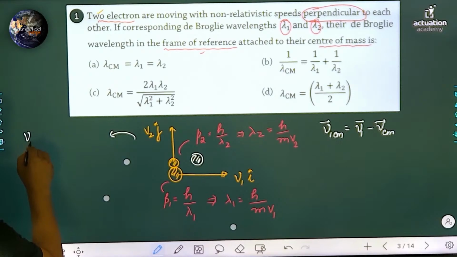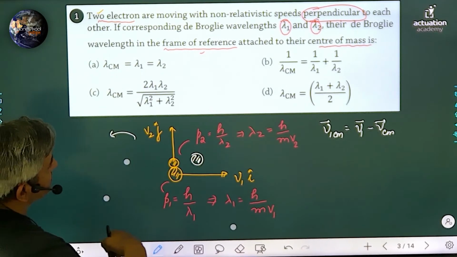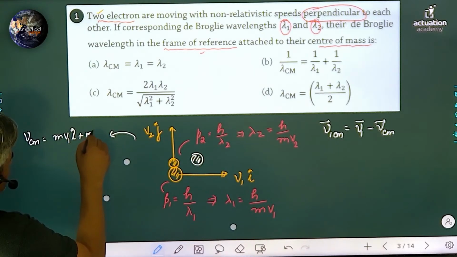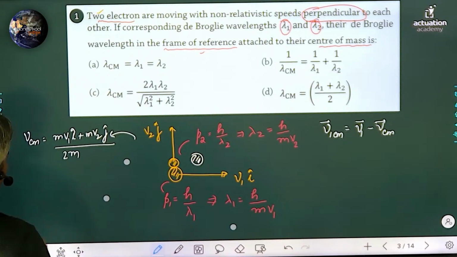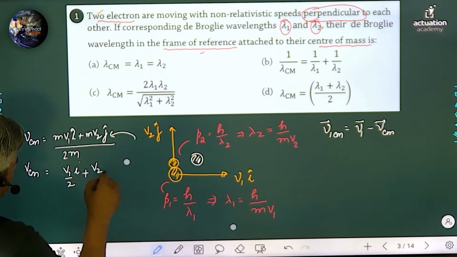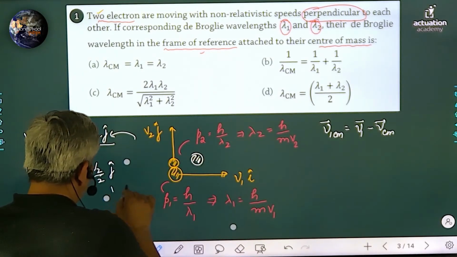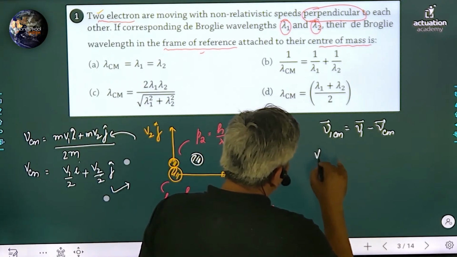The velocity of center of mass is m1 v1, and because both are electrons, their masses are equal, so we can put mv1 in i cap plus mv2 j cap over the total mass, which is 2m. So velocity of center of mass can be written as v1 i cap by 2 plus v2 by 2 j cap. Now let's make use of this information and calculate the velocity of 1 with respect to center of mass.